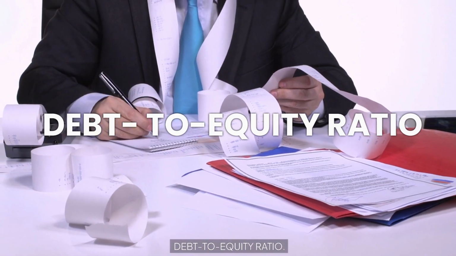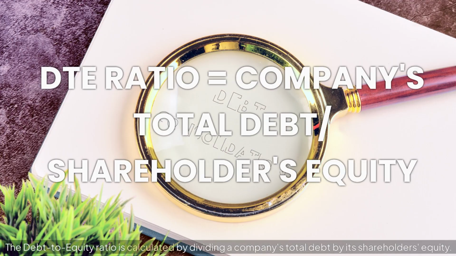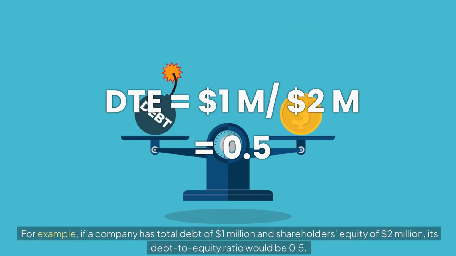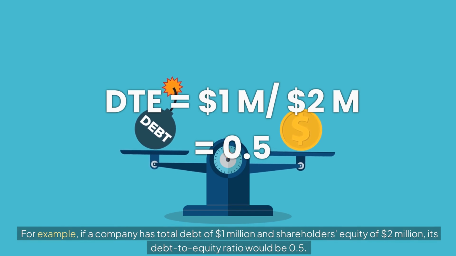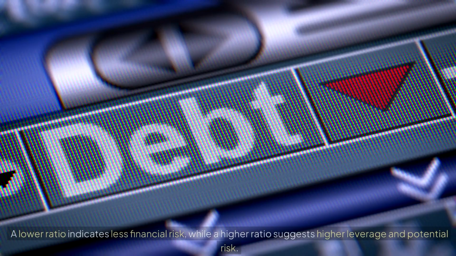Debt to equity ratio. The debt to equity ratio is calculated by dividing a company's total debt by its shareholders' equity. For example, if a company has total debt of $1 million and shareholders' equity of $2 million, its debt to equity ratio would be 0.5. A lower ratio indicates less financial risk, while a higher ratio suggests higher leverage and potential risk.